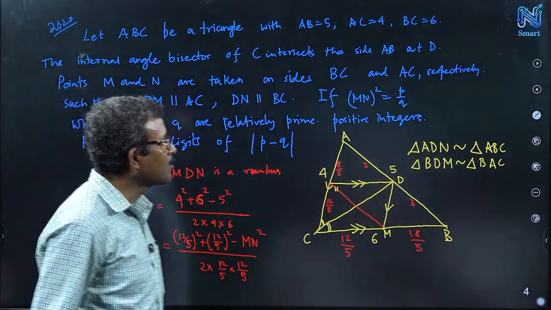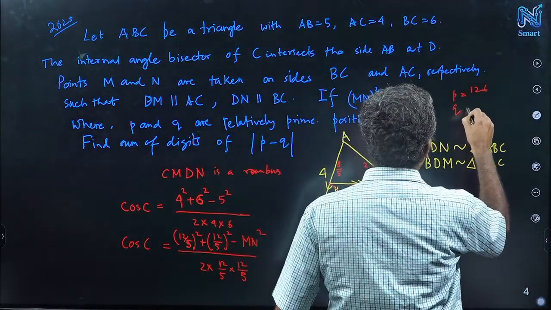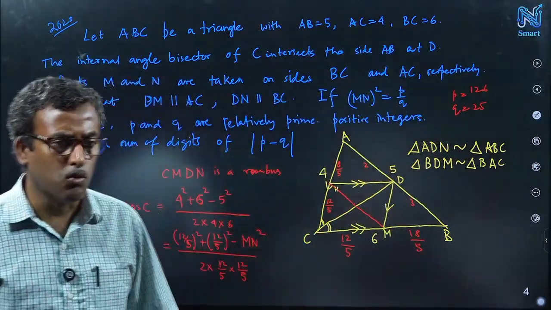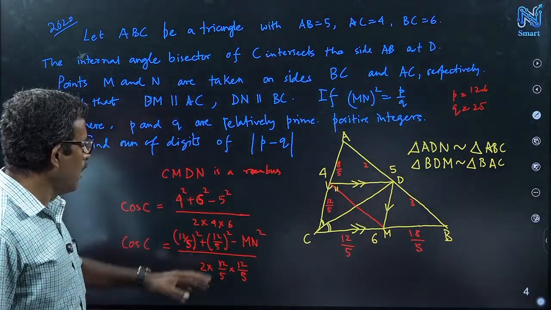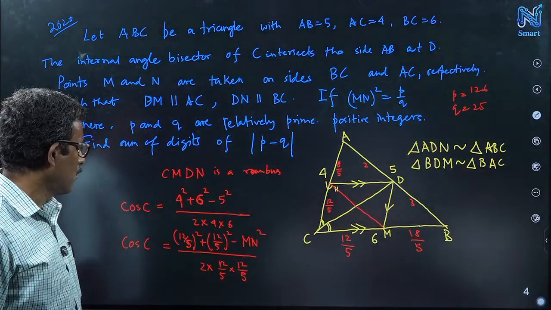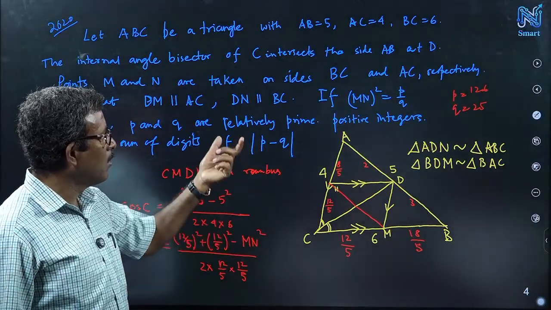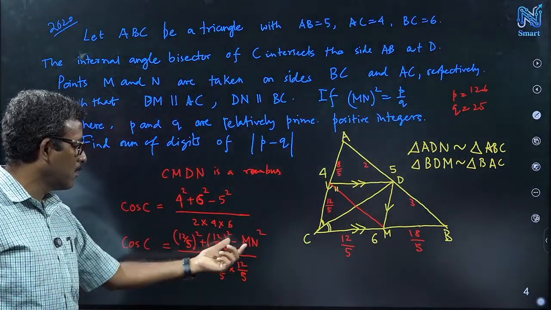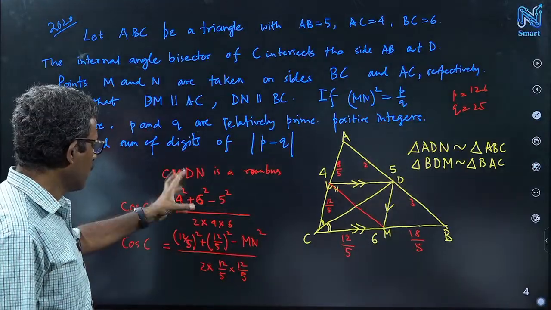And the answer is actually, this p will be 126 and q will be 25. So it is 101. MN square is equal to 126 by 25. So you have to calculate all these things, just a simple calculation. Just find this and okay. So this is simple arithmetic.